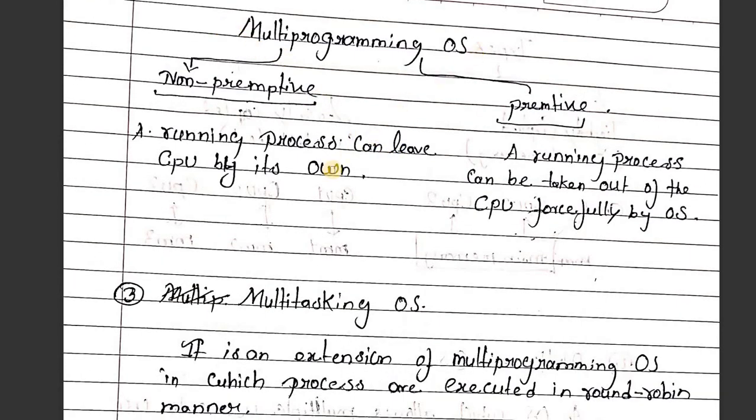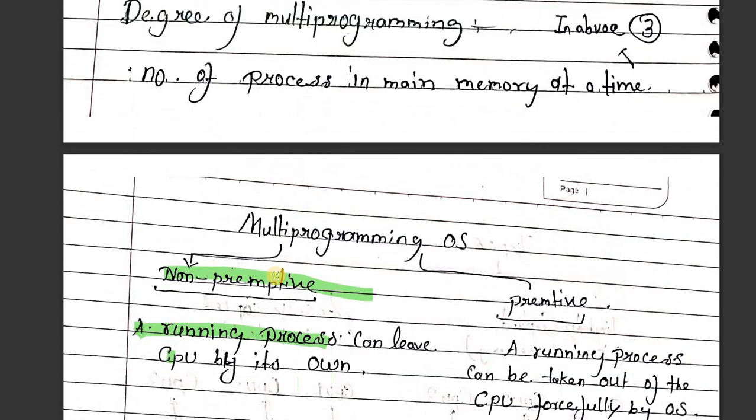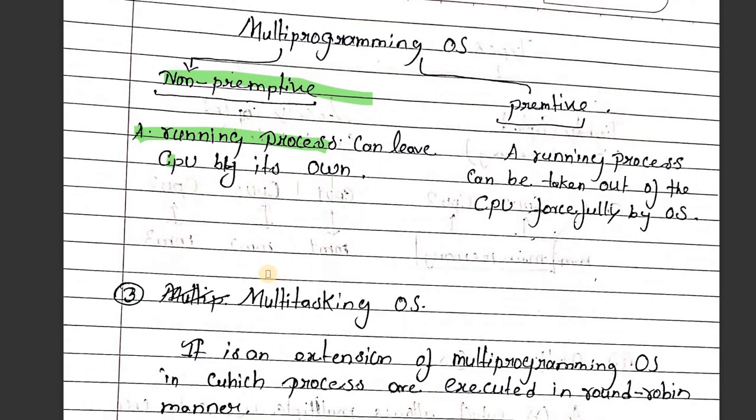Then multiprogramming OS. There are 2 types of multiprogramming OS, non-preemptive and preemptive. In non-preemptive type, a running process can leave the CPU on its own. Means when the process is in the CPU, it exits by itself. Means in non-preemptive, if the process completes, then by its own it can leave the CPU.